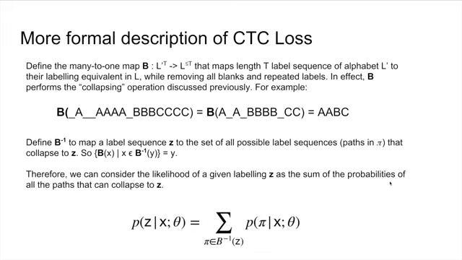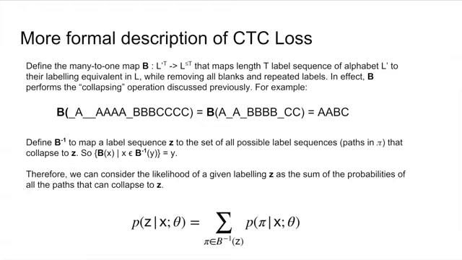Okay, so now we can talk about that collapsing function that we mentioned informally before. Let's define this many-to-one map B, which maps from the set of all possible paths to the set of labelings. B is performing this collapsing operation, which we defined before, and you can see in this example here. But we're also going to define B inverse, which is now a one-to-many map. It goes from a labeling to all the possible paths that will collapse to that labeling.